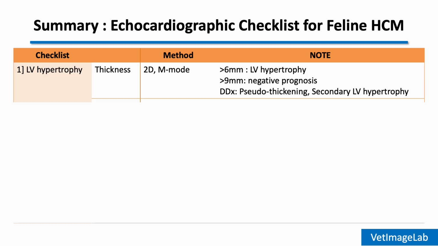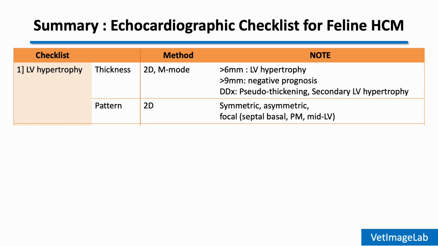First, evaluate left ventricular hypertrophy. Use both 2D and M mode to measure wall thickness. A thickness greater than 6 millimeters confirms left ventricular hypertrophy. If it exceeds 9 millimeters, this is associated with poor prognosis. Be aware of pseudo-thickening and secondary causes of hypertrophy. Also assess the hypertrophy pattern, whether it's symmetric, asymmetric, or focal. Common locations include the septal base, papillary muscle, or mid-left ventricle region.